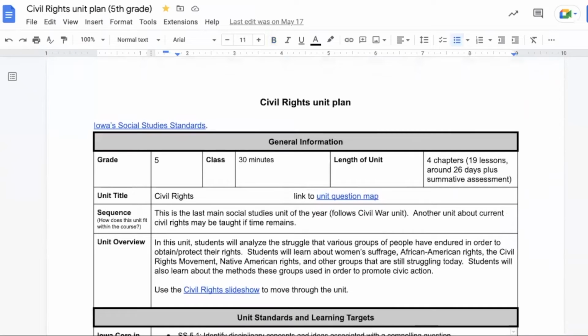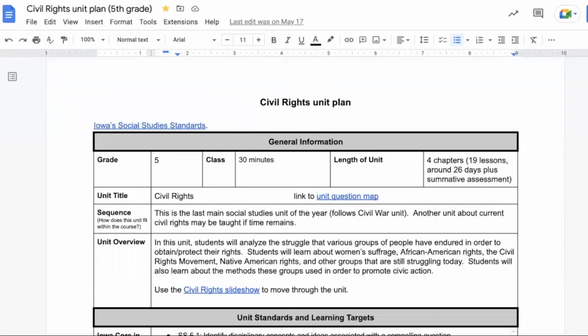Fifth grade teachers, my name is Kelly, and today I'm going to walk you through the Civil Rights Unit for fifth grade social studies. This is the last main social studies unit of the year and follows the Civil War unit. There are 4 chapters, which include 19 lessons and takes about 26 days to complete, plus the summative assessment.